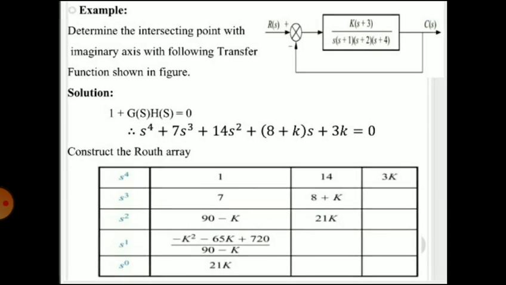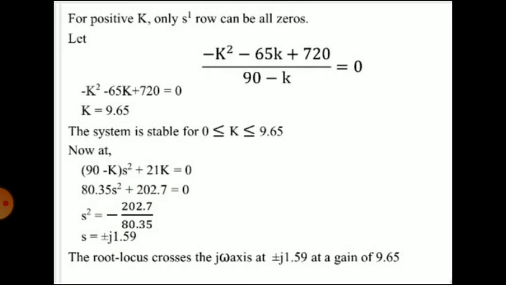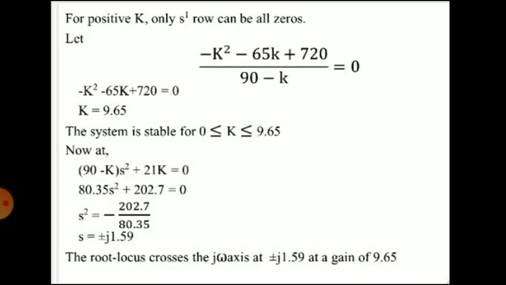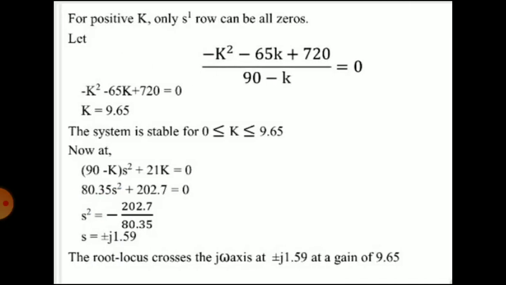Now you can see, this is a transfer function, it is given, and the Routh array for this transfer function is made. Now make one of the rows equal to 0. So row s raised to 1 is made 0. So minus k square minus 65k plus 720 upon 90 minus k is equal to 0. So we will get k marginal equal to 9.65. So the system is stable for k between 0 and 9.65.